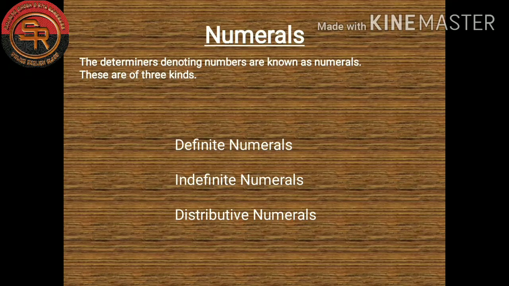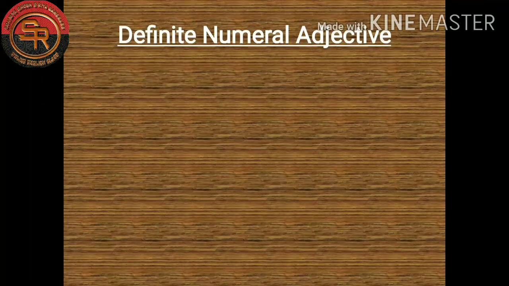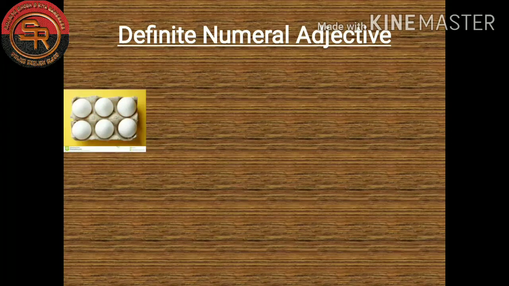So what are numerals? Numerals are the determiners denoting numbers, and there are generally 3 kinds of them. The first type is definite numeral, second indefinite numeral, third distributive numerals. So let's begin. The first type of numeral that we have is definite numeral. And these are all parts of adjectives. Definite numeral adjectives are those which indicate a definite number of objects or persons. These can be further divided into 2 parts, cardinals and ordinals.